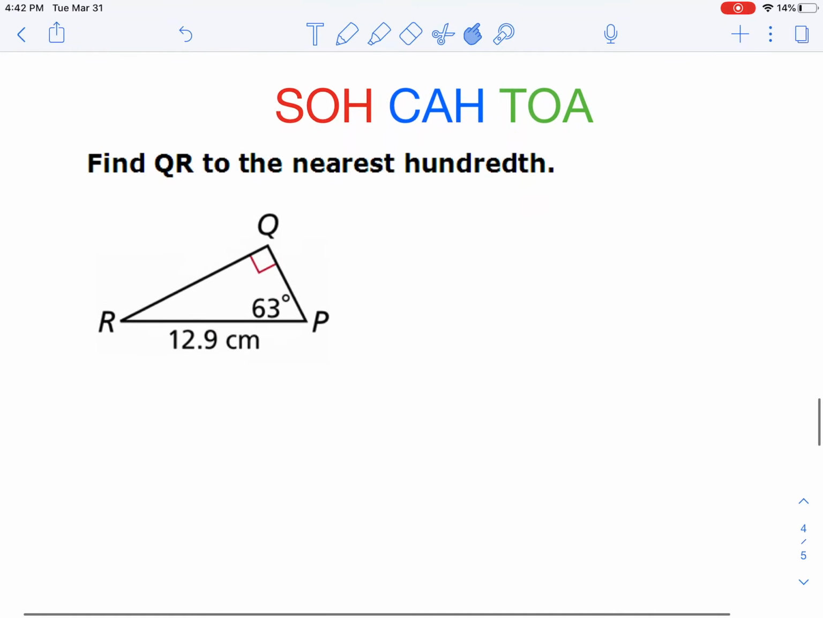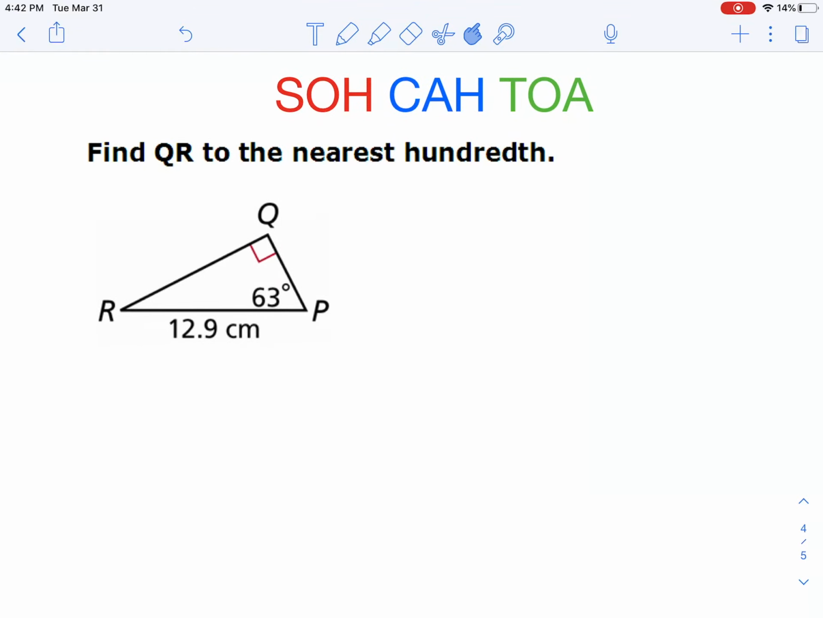Okay, let's move on to our next example. Our next example says to find QR to the nearest hundredth. So QR is right here. I'll call that X. And then I'm going to circle my acute angle that I am given, which is angle P. Looking at the information on my triangle, I'm trying to find my opposite side. And I am given the side across from my right angle, which is my hypotenuse. So I'm working with O and H. That tells me to use sine.